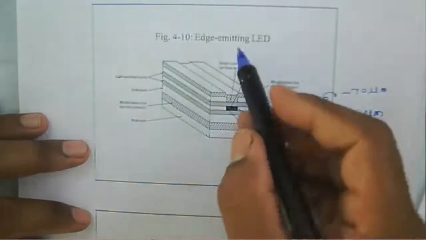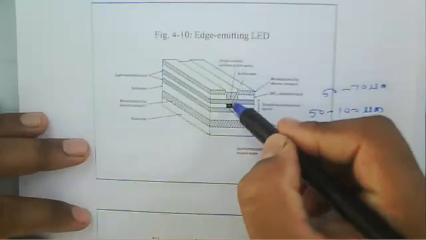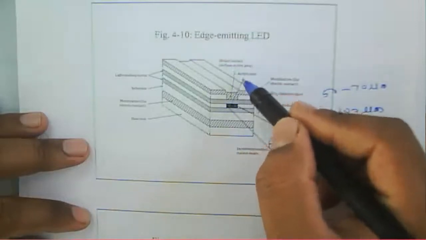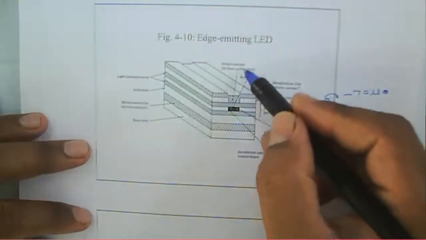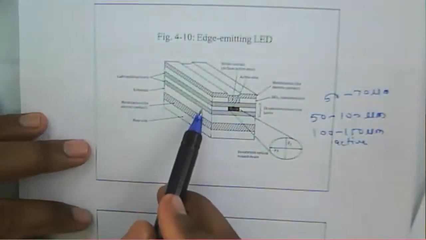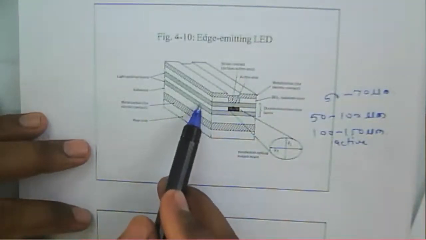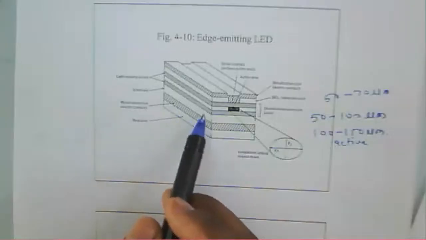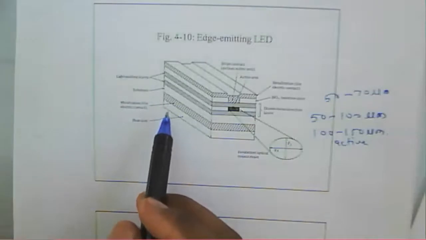Now, here we have the strip contacts to this particular active region. This one is the active region. These are the strip contact. And these two layers, we say that is a guiding layer. It has a low refractive index. And this one is the heat sink, metallization contact for the electrical contacts and all.